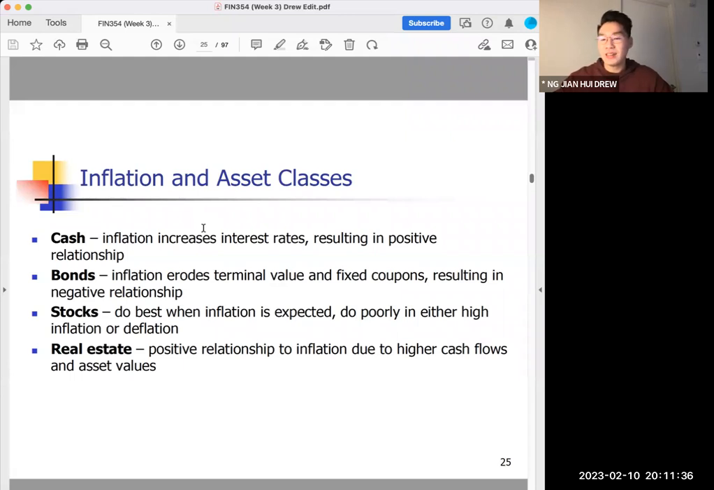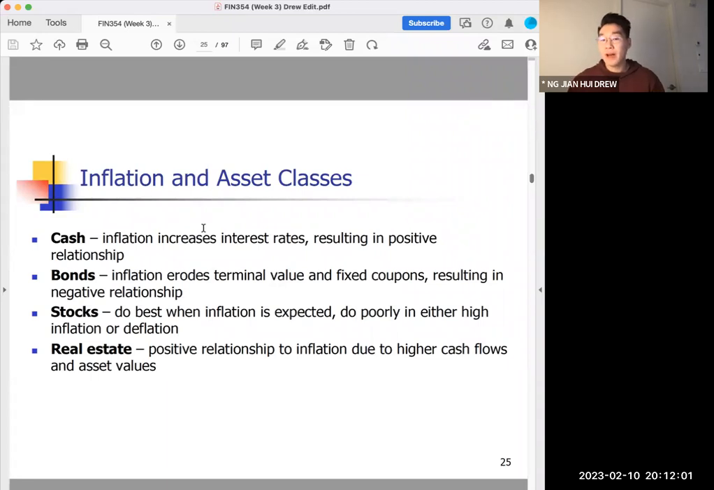Cash: the value of cash increases with inflation because your interest rate increases, right? Generally, when inflation increases, your interest rate increases as well, right? So it's good. But remember, we talked about interest rate and bonds, because when inflation increases, interest rate increases, and the bond value is inversely related, so it decreases, right? So it erodes the bond value.